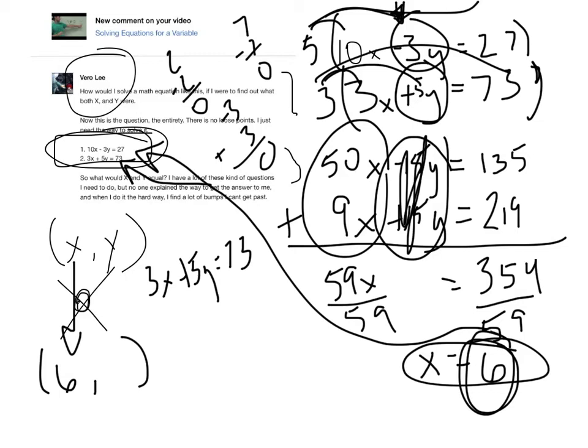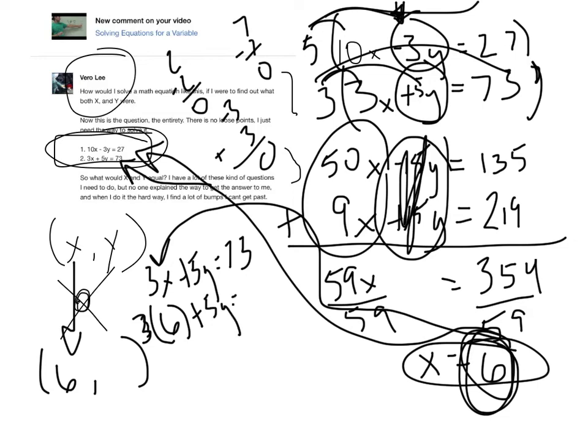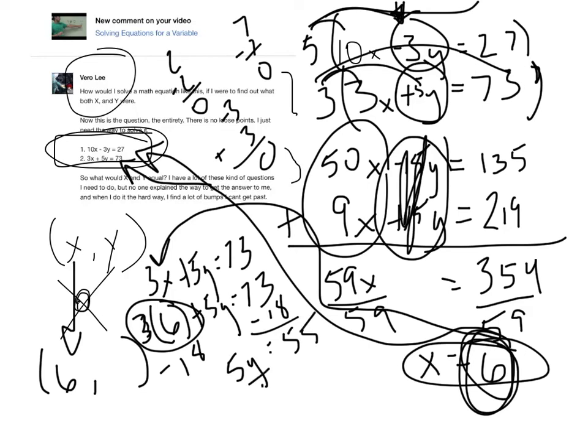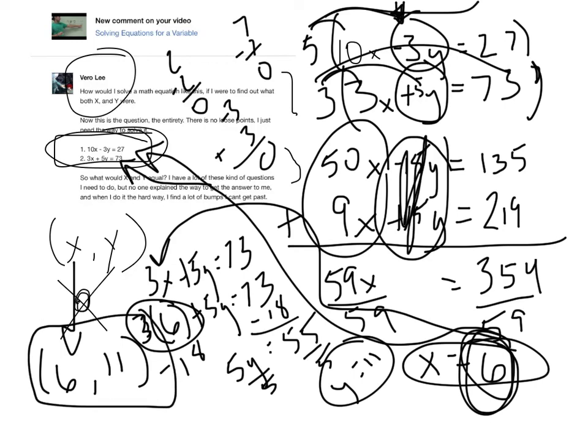Okay, let's plug in this for x. So it'll be 3 times 6. That's the worst looking 3 ever. Plus 5y equals 73. 3 times 6 would be 18. I'm just going ahead and subtract 18 from both sides. Sorry, skipping steps. So 73 minus 18 would be 55. Then we divide 5 on both sides. y equals 11. And ladies and gentlemen, we have solved the equations of all equations.